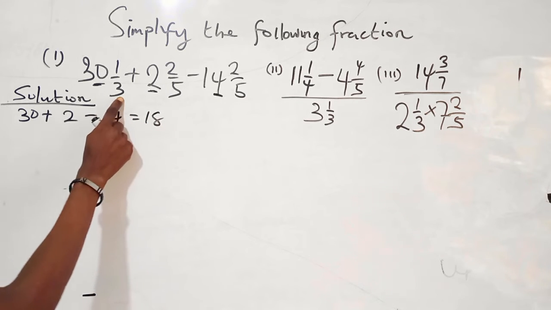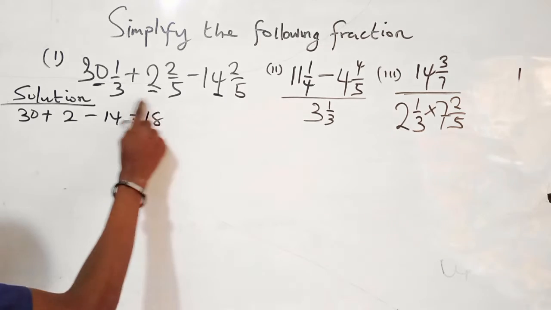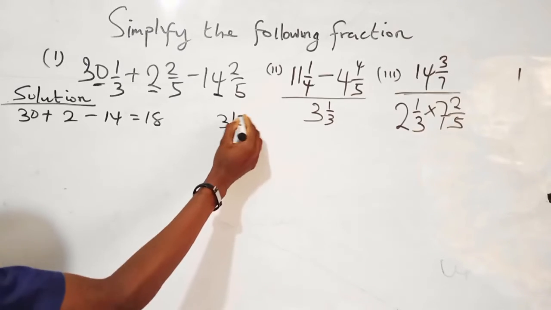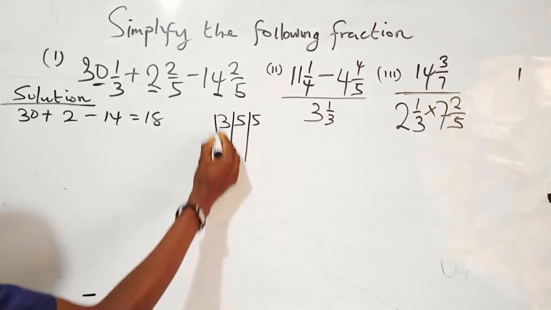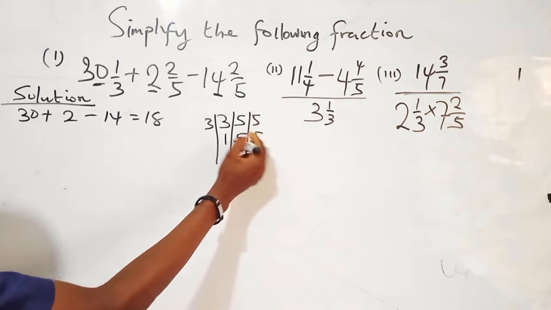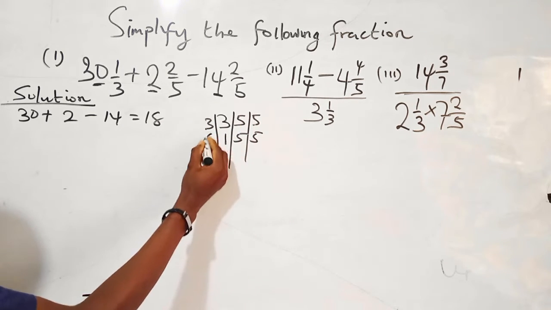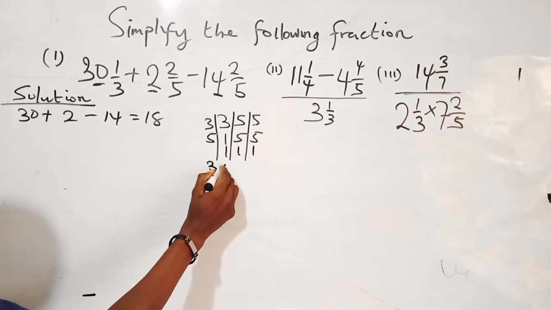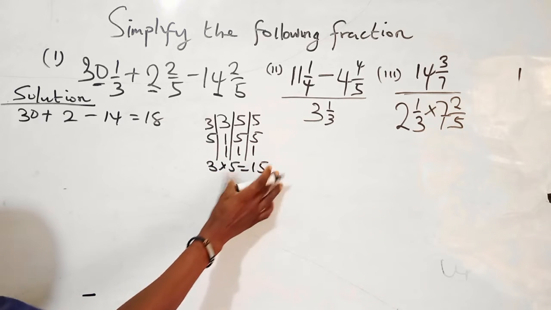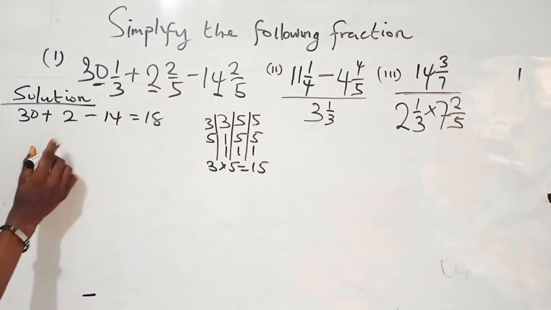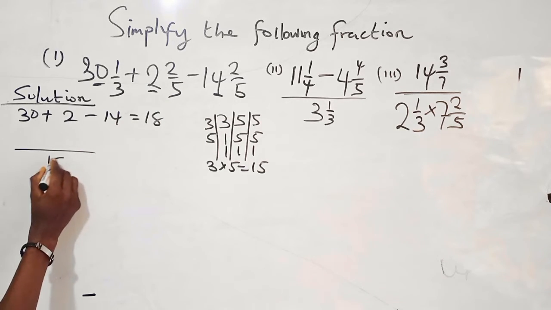Next I'll figure out the LCM of 3, 5 and 5. I can start with 3. 3 in 3 is 1. 3 cannot go in 5. I repeat it back, so I have 5, 1, 1, 1. So my LCM is 3 times 5, so I have 15. That is the LCM of these three denominators. So I'll work with the LCM, which is 15.